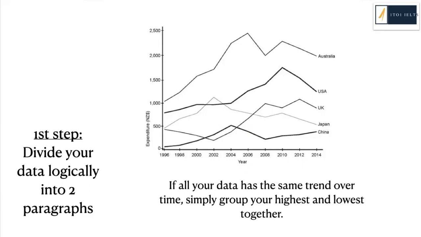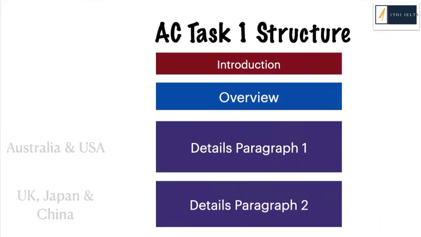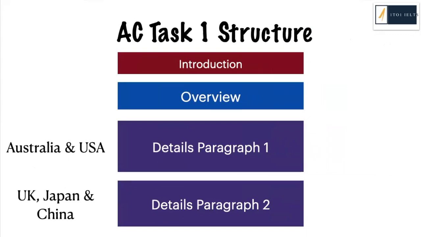With this graph, all our data has exactly the same trend. If everything is the same trend, the easiest way to group our data is simply looking at what were the highest and what were the lowest categories. We can see that Australia and the USA are our 2 highest categories. So let's put those 2 into the first details paragraph, and then the remaining countries will go into the second details paragraph. That will be the UK, Japan, and China. So here you can see next to our details paragraphs how we are going to group this data.